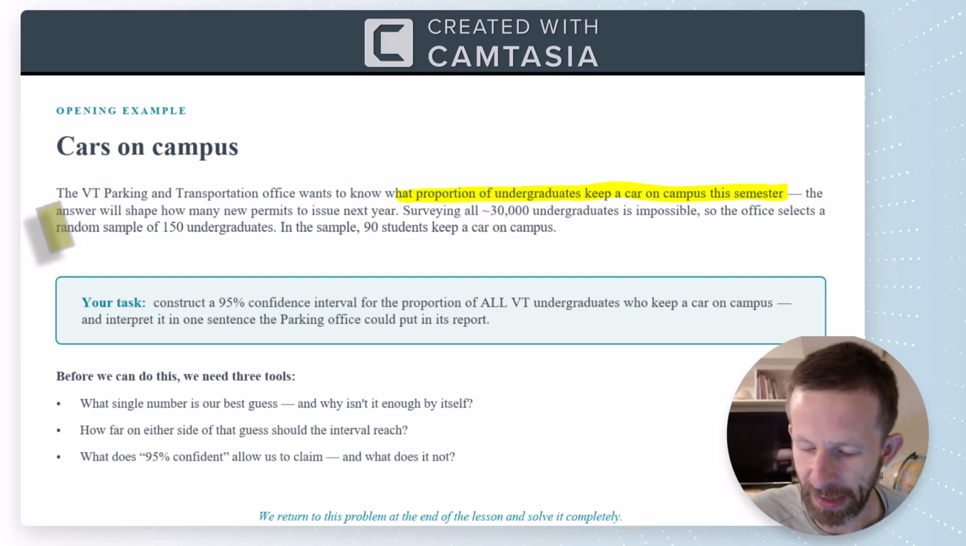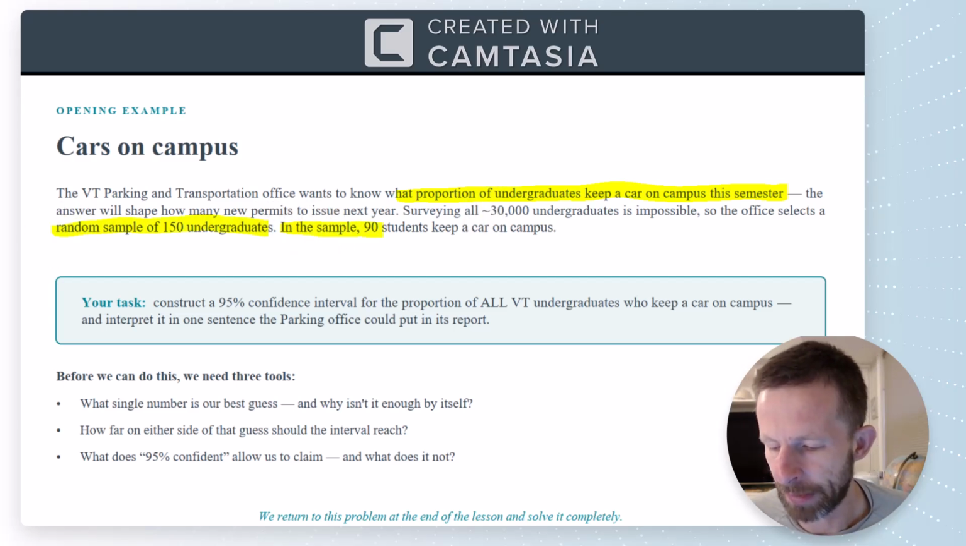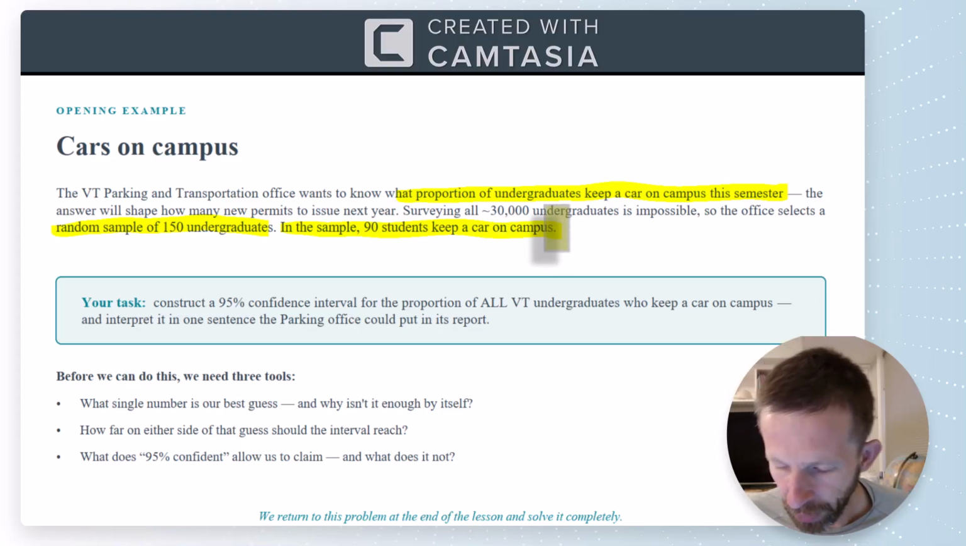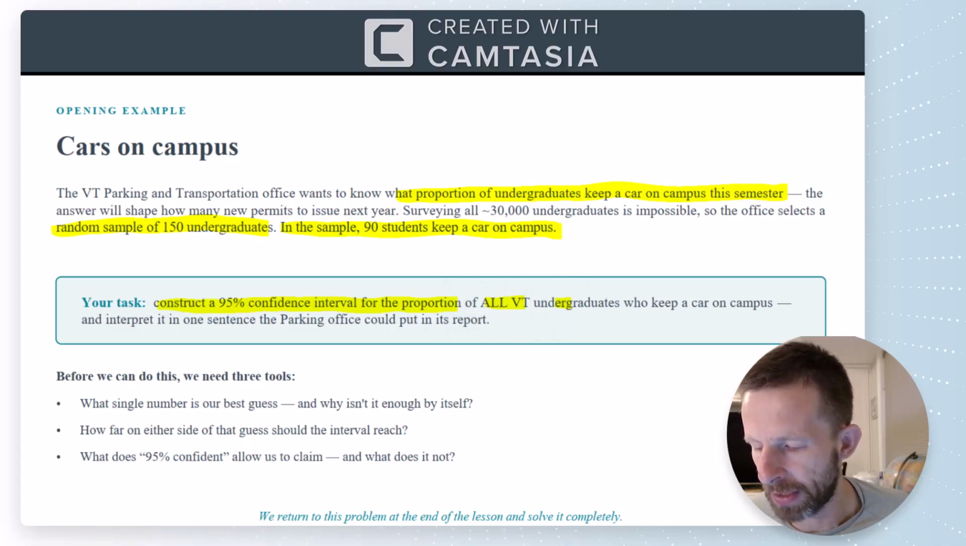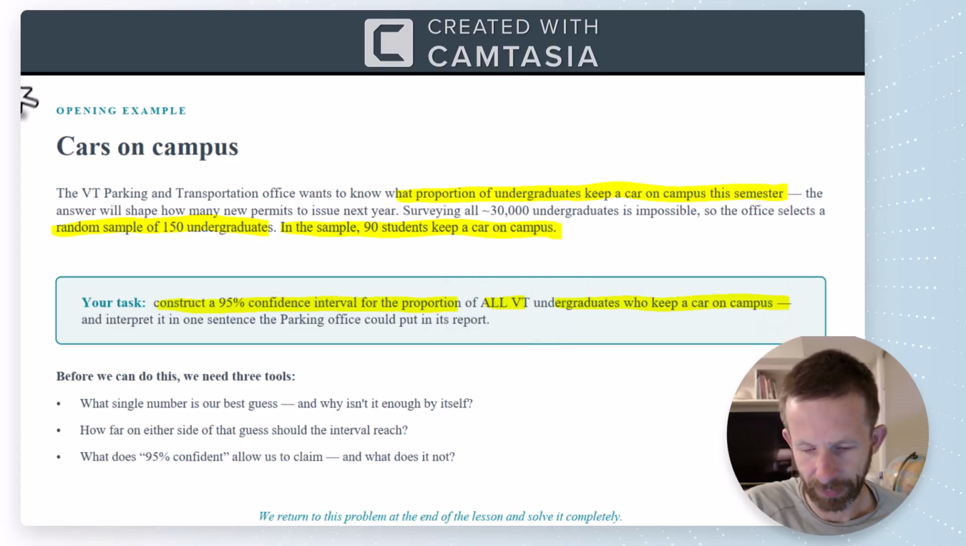So the office selects a random sample of 1,500 undergraduates, and in that sample, 90 keep a car on campus. So we want to construct a 95% confidence interval for the proportion of all VT undergraduates who keep a car on campus. So a few things.